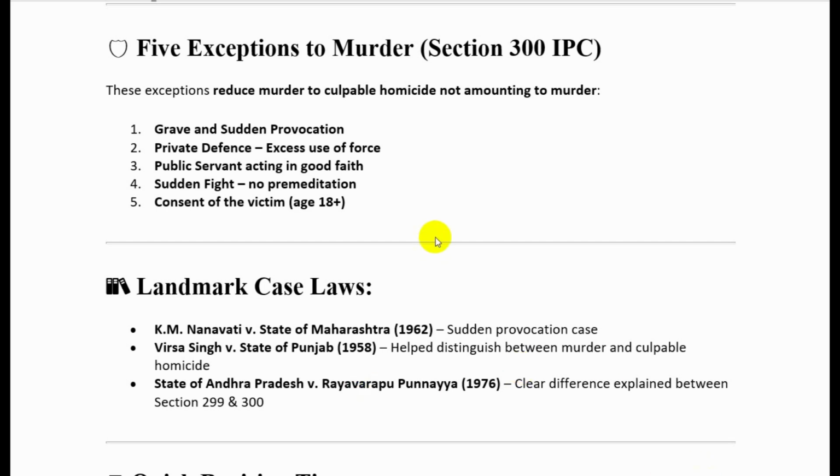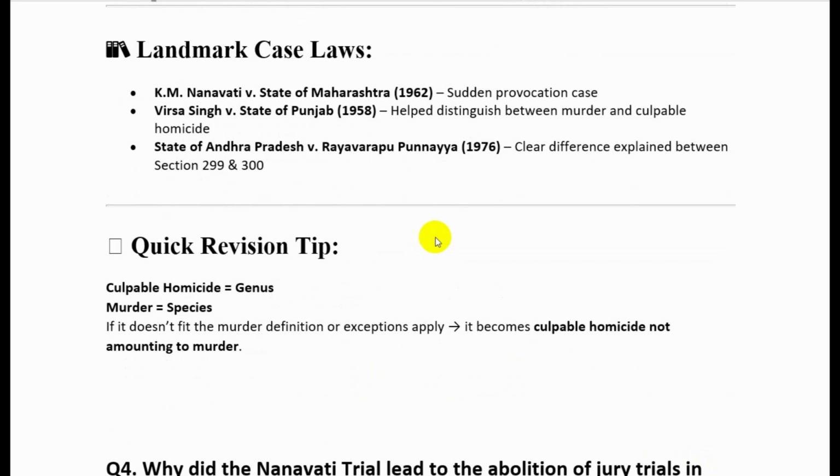Now let us look at a few of the landmark cases quickly. K.M. Nanavati versus State of Maharashtra, 1962. The case involved the sudden provocation exception. Virsa Singh versus State of Punjab, 1958, helped distinguish between murder and culpable homicide.